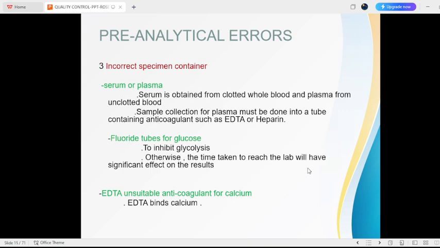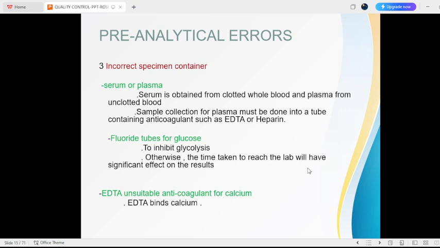The third part of the pre-analytical error is the incorrect specimen container. So it is also very important. Laboratory personnel should know which container is used to collect the blood sample for a particular test. Mostly for hematological parameters like complete blood count and ESR, we select EDTA tubes, and for glucose estimation, we use fluoride oxalate tubes. So the selection of anticoagulant is very important.